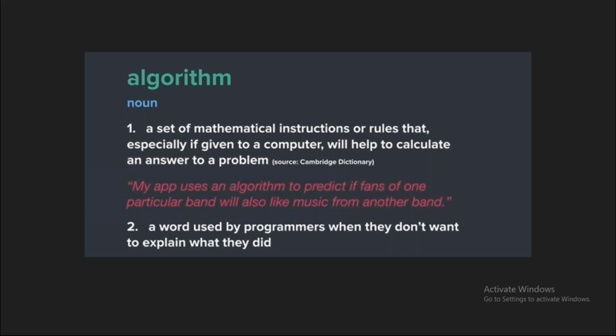Once it has the minimum value, then take the parameters it gives you and use those parameters for the predictions. This is very alien to us, that this is how an algorithm actually works. But this line might be familiar to you. You might have heard this line a lot, that maybe my app uses an algorithm to predict if fans of one particular band will also like music from another band. If somebody is a music lover or band lover, then they might relate to this particular line.